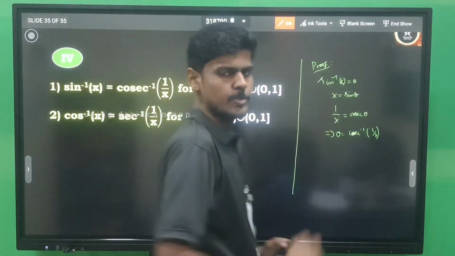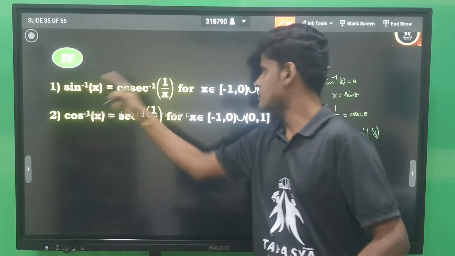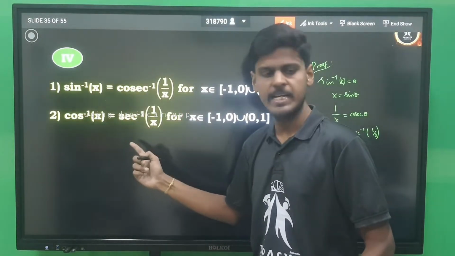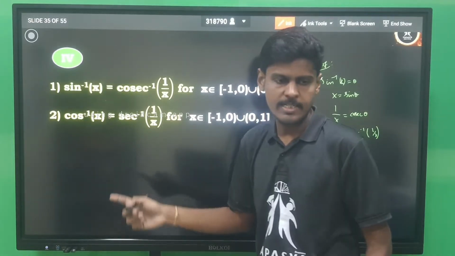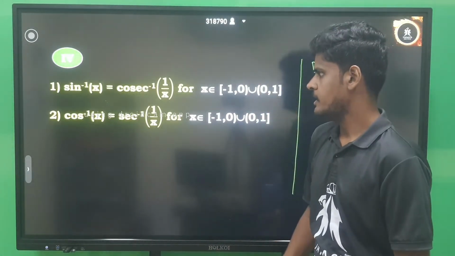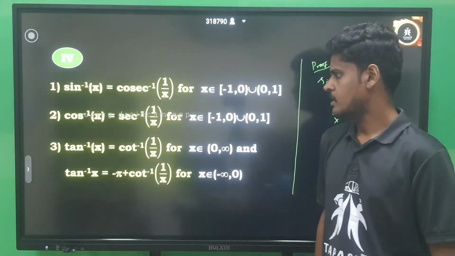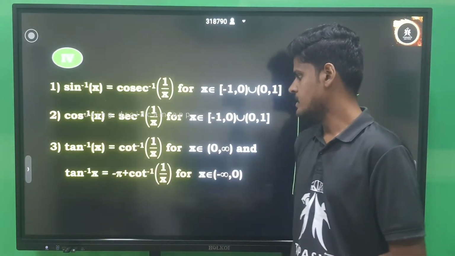In the same way, we can prove for all of these, because sin and cosecant are reciprocal, cos and secant are reciprocal, tan and cot are reciprocal. So similarly, we can do it for all the values. Tan inverse x is cot inverse 1 by x.